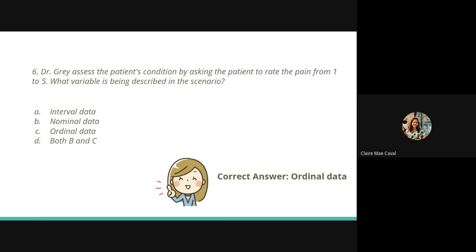Number 6, Dr. Gray assessed the patient's condition by asking the patient to rate the pain from 1 to 5. What variable is being described in this scenario? Letter A, interval data. Letter B, nominal data. C, ordinal data. D, both B and C. The correct answer is ordinal data. Again, pain assessment is an example of ordinal data. Okay?